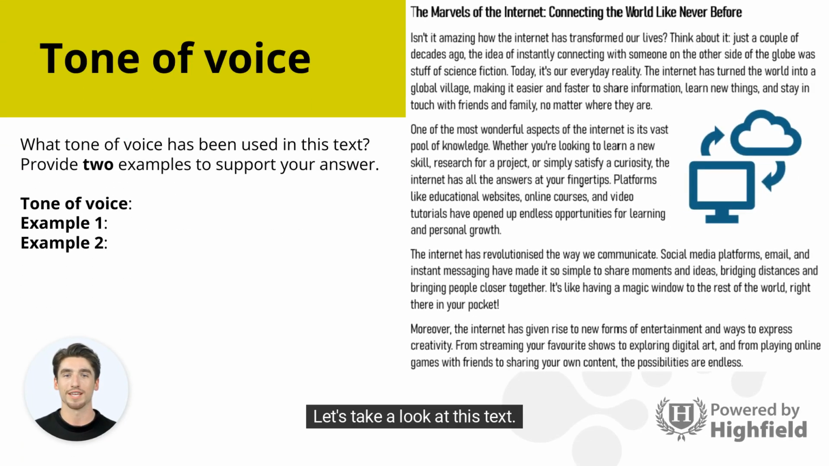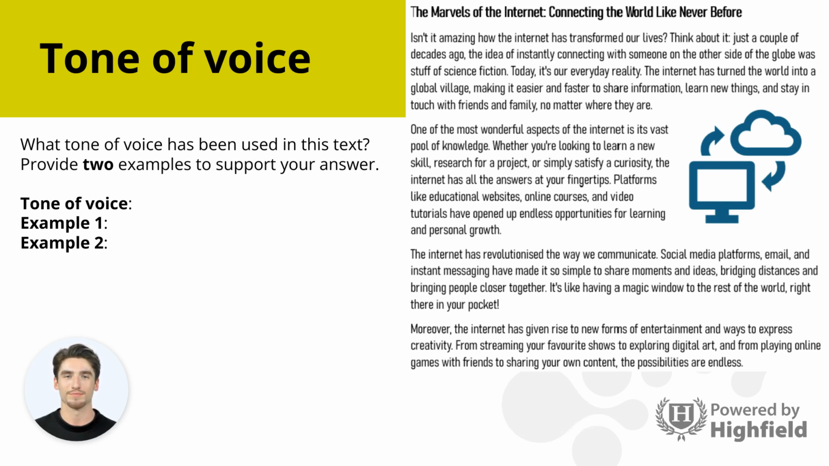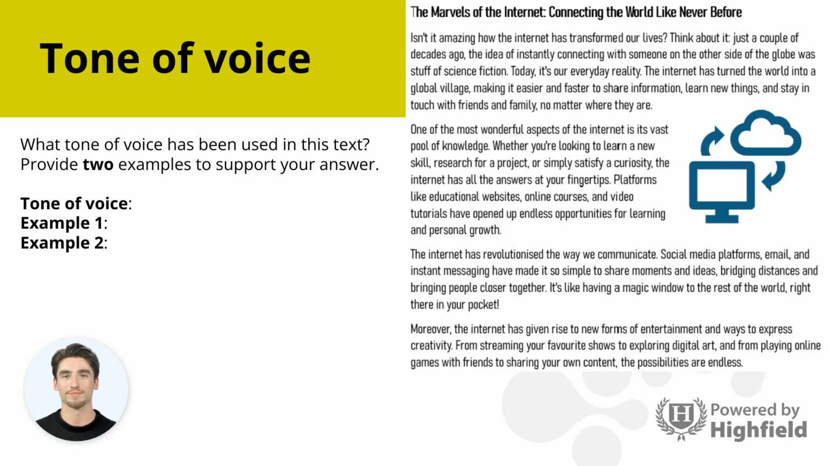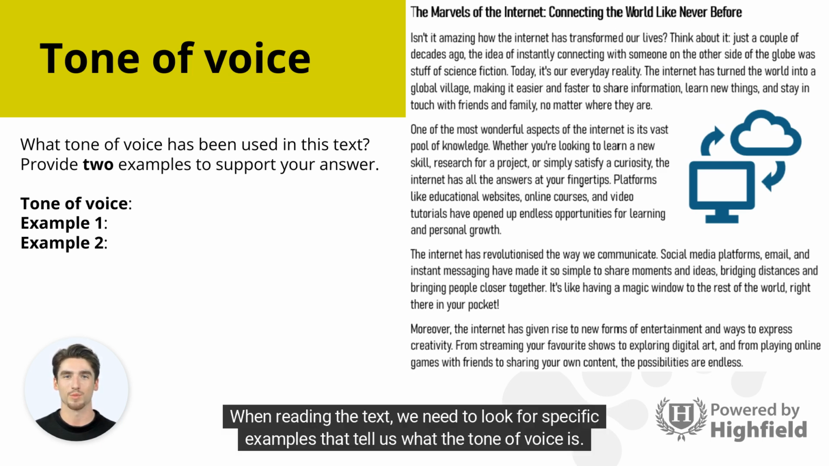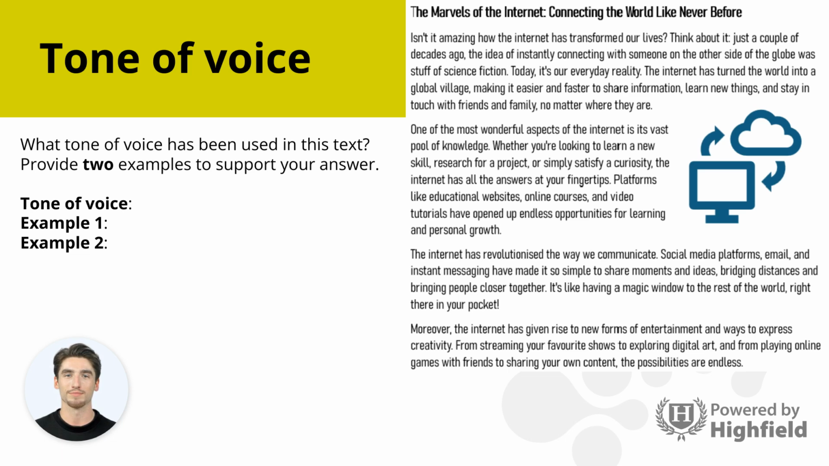Let's take a look at this text. What tone of voice has been used in this text? The question is asking us about the overall voice of the text. How does the writer feel about this topic? Provide 2 examples to support your answer. When reading the text, we need to look for specific examples that tell us what the tone of voice is. Pause the video while you read the text and attempt the question, then press play when you're ready to continue.